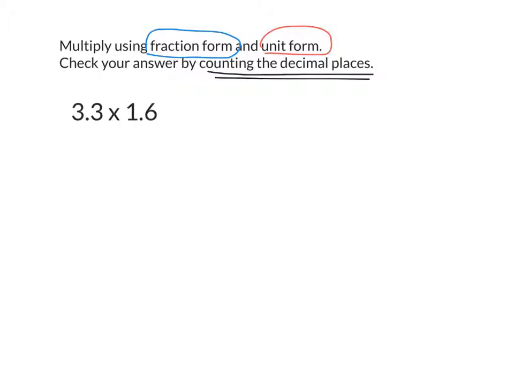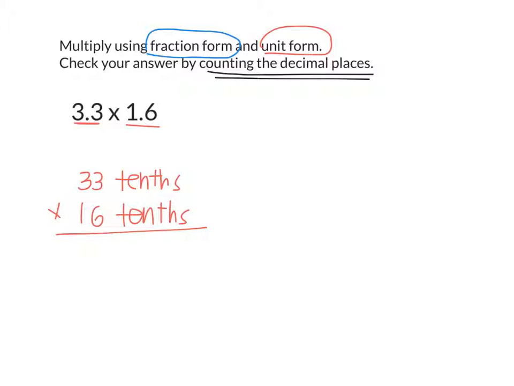Okay. In fact, let's do unit form first in red. How do I say 3.3? Well, it's 33 something. 33 what's? Tenths, okay. And then if I have 1.6, that's also, I see that's 16, but it's 16 what's? Okay, so if I multiply using unit form, this is what it might look like. 33 tenths times 16 tenths.